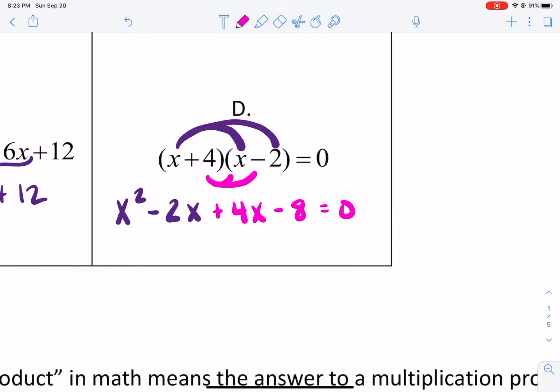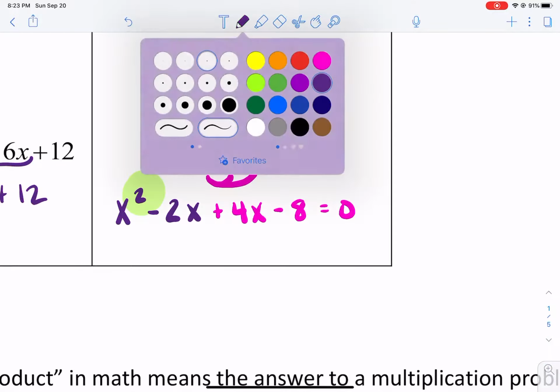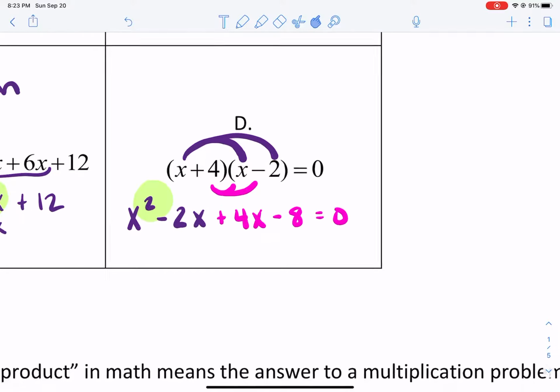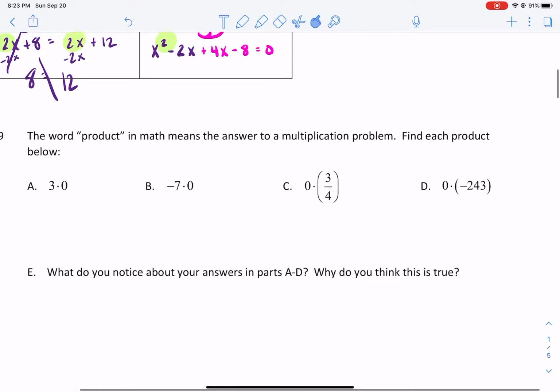And what gives it away that it's a quadratic is that squared right there. That definitely tells me it's not linear, right? So you could have said any of those answers, but this one is the one that we're focusing on today.